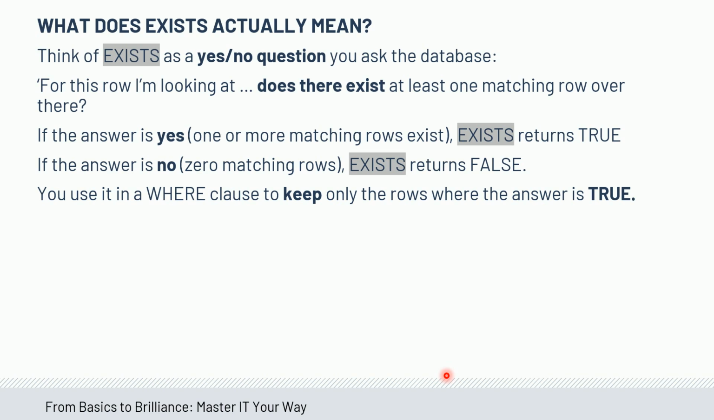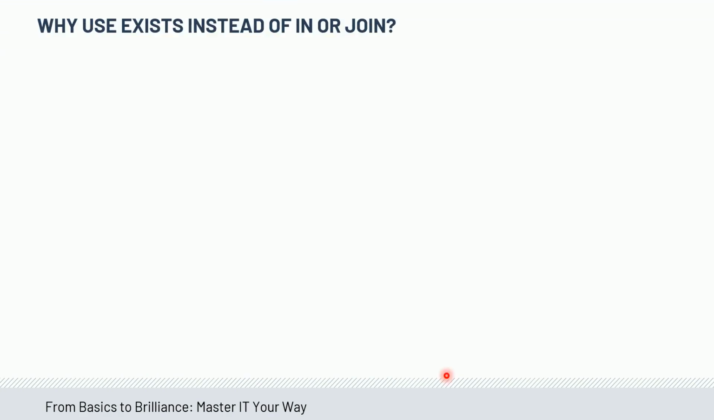So you use it in a WHERE clause to keep only the rows where the answer is true. So if it is false, then you don't see the rows in your result.